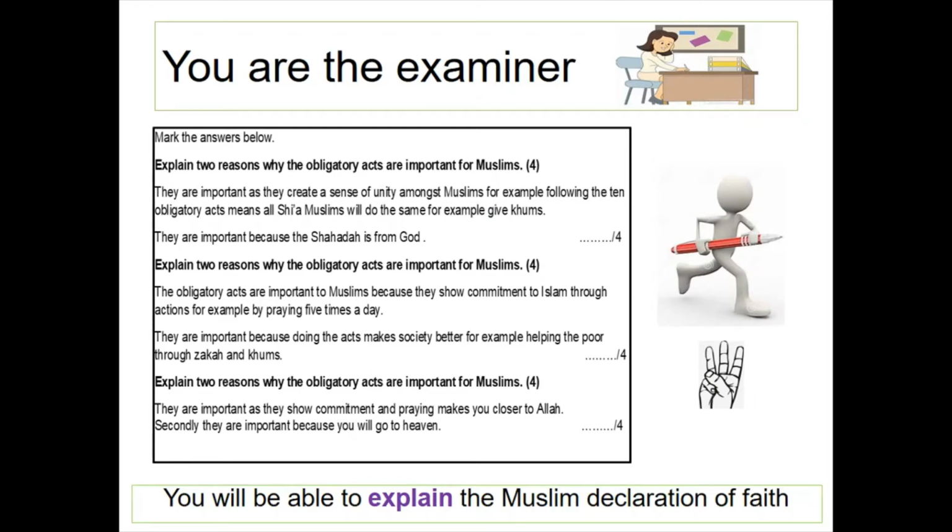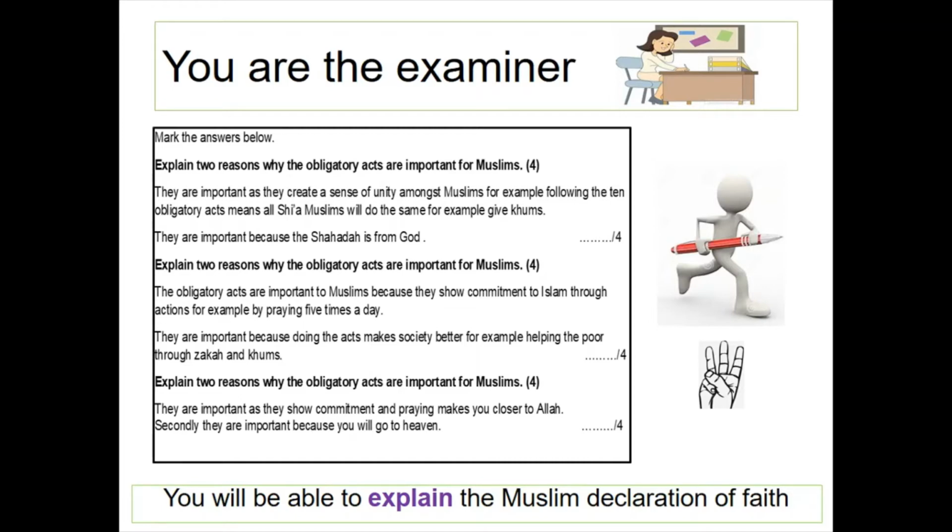So, I'm going to go through the marking and see if you've got the same marks I would get if I was marking them. The first question says, explain 2 reasons why the obligatory acts are important for Muslims. B answers are always 4 marks. You need 2 paragraphs and 2 bits of information in each paragraph.